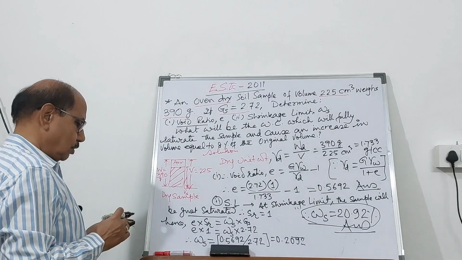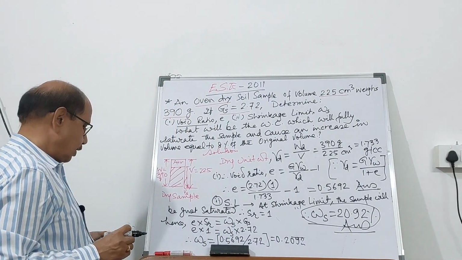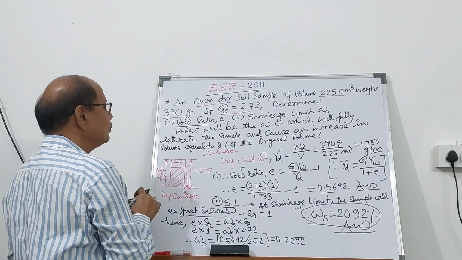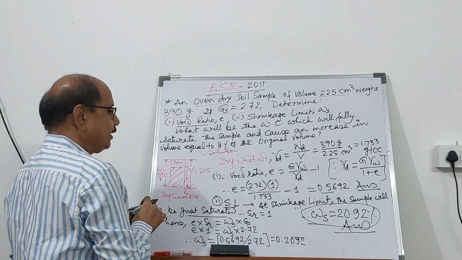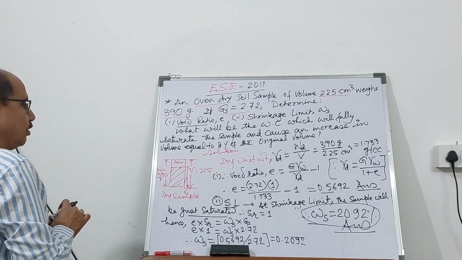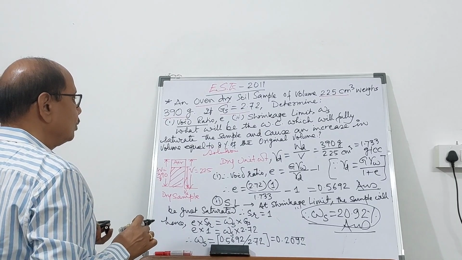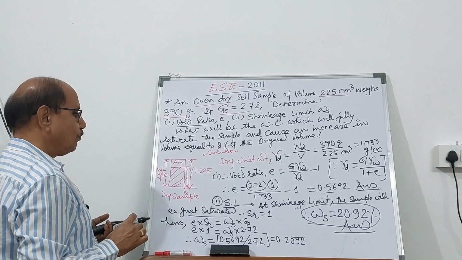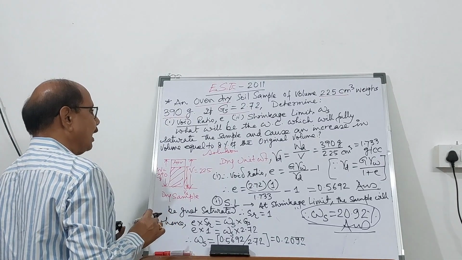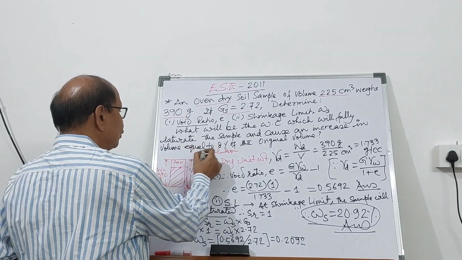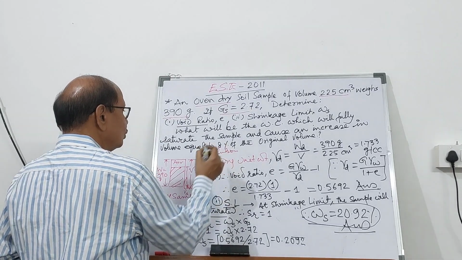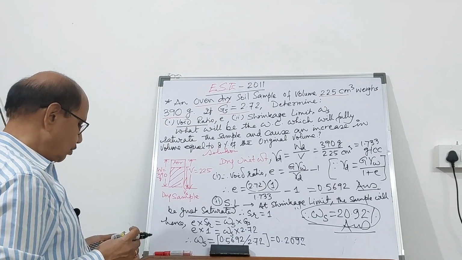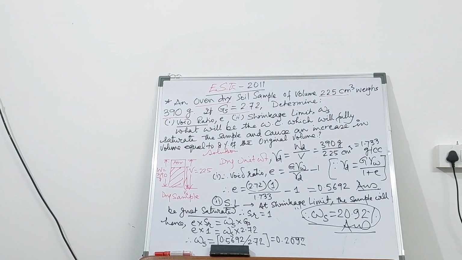Then if you go to the next part of this problem, what will be the water content? So you will have to find out the water content which will fully saturate the sample and cause an increase in volume equal to 8% of the original volume.